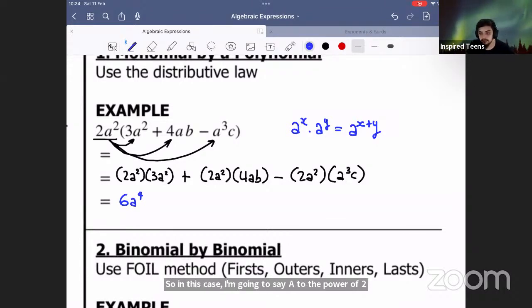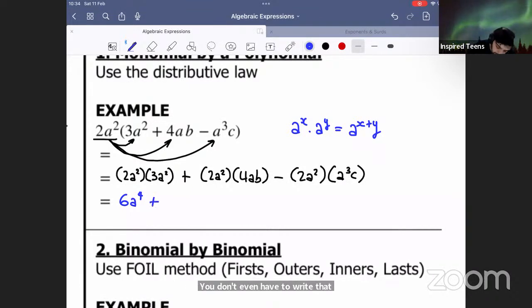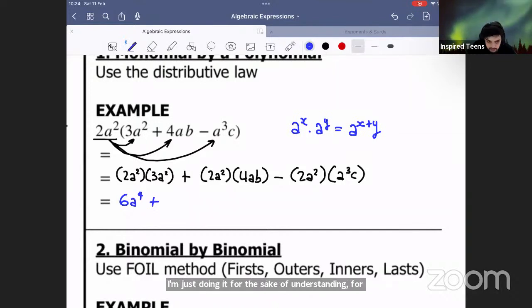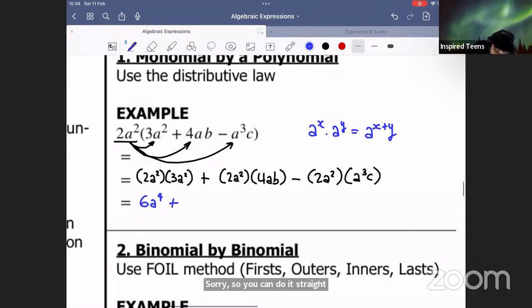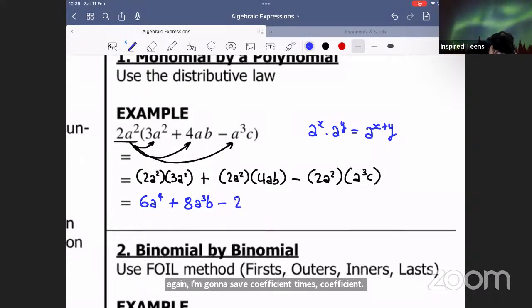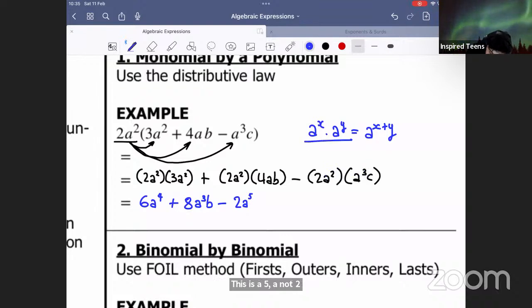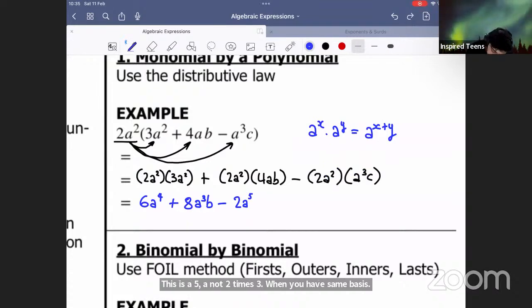No, you don't have to put it in brackets. You don't even have to write that step. You can skip it. I'm just doing it for the sake of explanation. You can do it straight away, and at this point I expect most of you to be doing it straight out. Then again, coefficient times coefficient, so 2 times 4, which is 8. A cubed B minus 2. This is A to the 5, not 2 times 3. When you have same bases, different exponents, you add the exponents. And there's 1C, I believe. If there's anything incorrect, just correct me, please. But that's how you multiply a monomial by a polynomial.